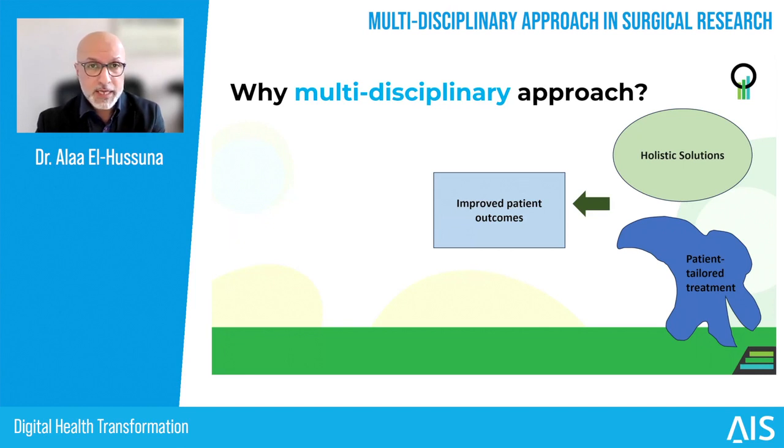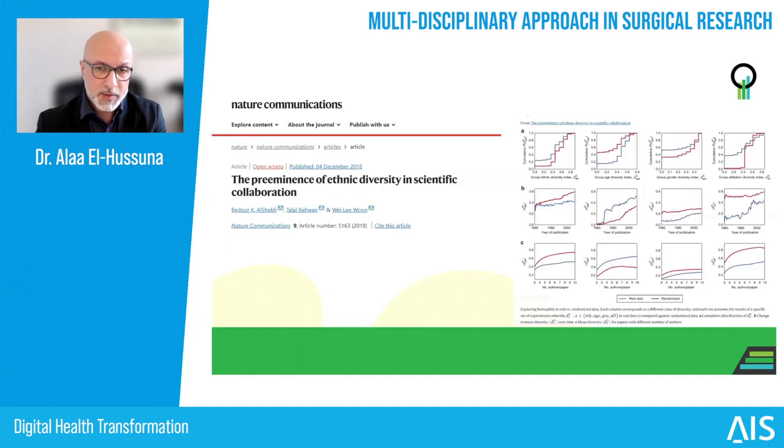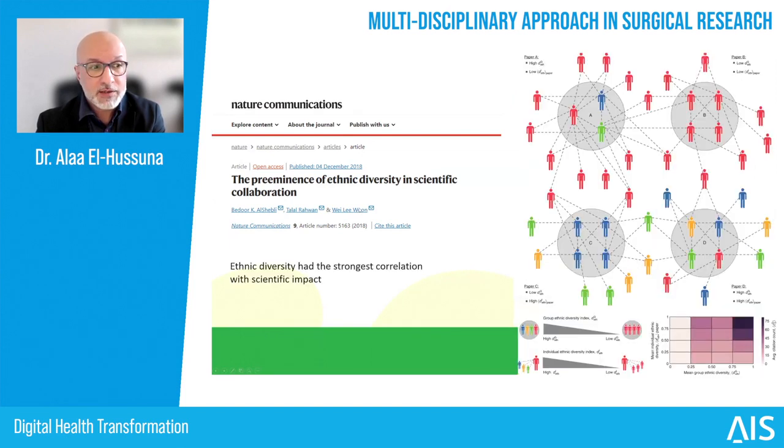Okay, this is a statement that I'm making. Is there any evidence supporting this, or is it just that I'm saying this? Actually, there are many papers supporting this. One of those papers, published in Nature Communications, showed that diversity in scientific collaborations was very important and was related to the impact of the scientific research. The paper concluded that ethnic diversity, for example, had the strongest correlation with the scientific impact of the papers. Interesting, isn't it?